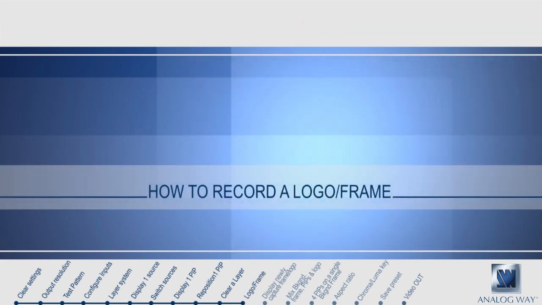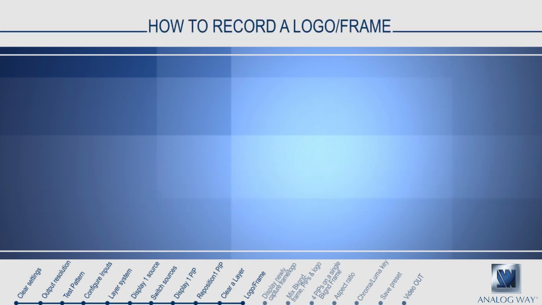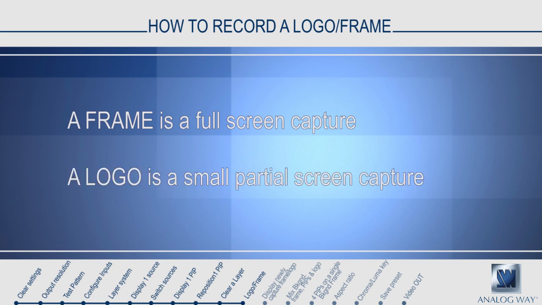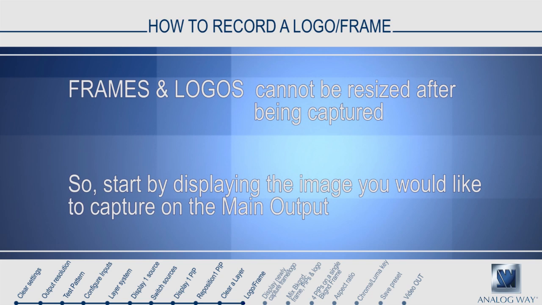How to record a logo or a frame. In Analog Way's vocabulary, a frame is a full screen capture, while a logo is a small partial screen capture, such as a company emblem. Frames and logos cannot be resized after being captured. So, start by displaying the image as you would like to see it on the main output.